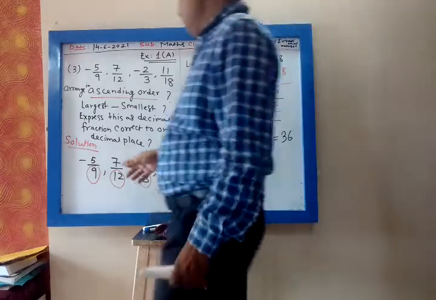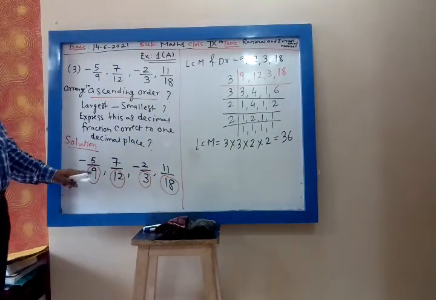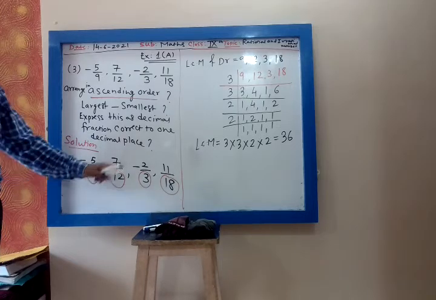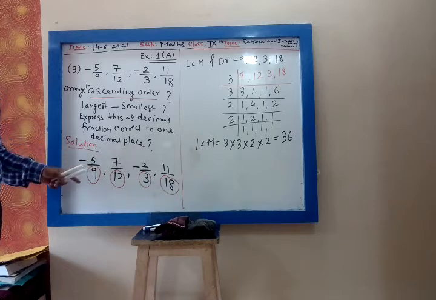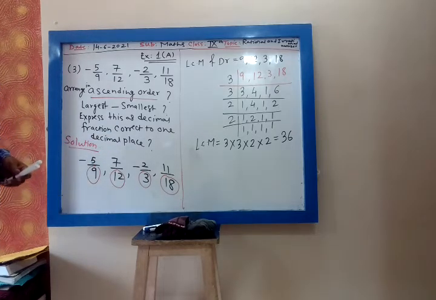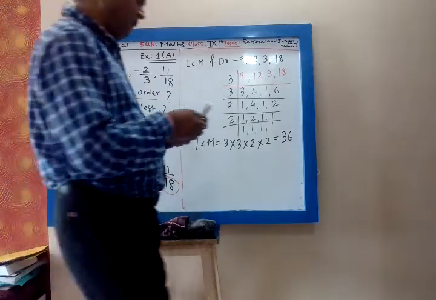So before arranging them in the ascending order, we have to make them like rational numbers. They are unlike because denominators are different. To make the denominator the same, I will take the LCM of the denominators. So the LCM of the denominators is 36. Now each number we make with denominator 36.